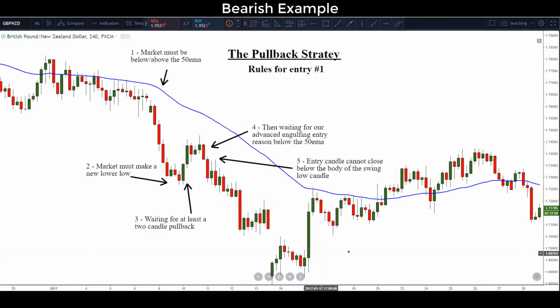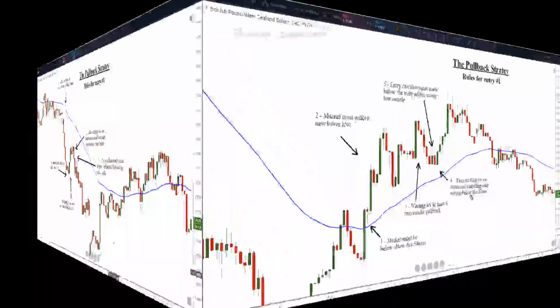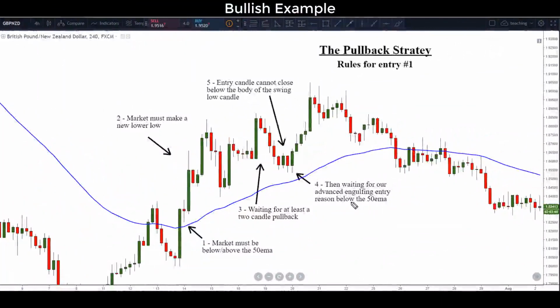Now let's go ahead and move on to a bullish version of this entry reason number 1 for the pullback strategy, and then we'll move on to the next video in this section of the course and take a look at entry reason number 2 for the pullback strategy. Okay guys, so here's a bullish example of that entry reason number 1 for the pullback strategy.